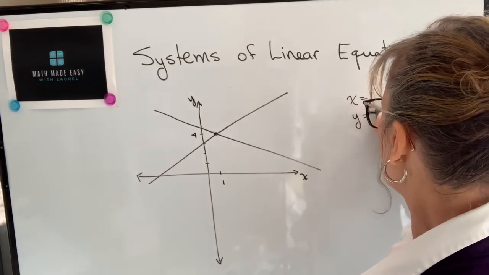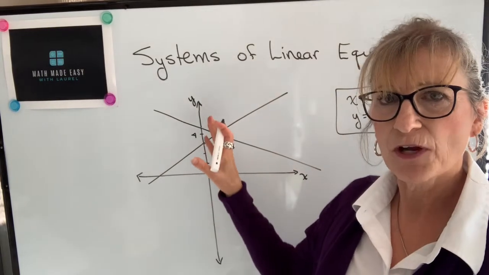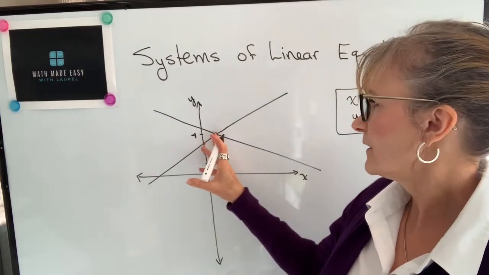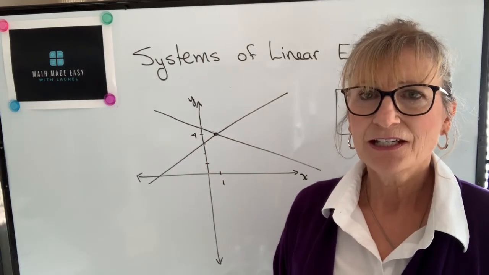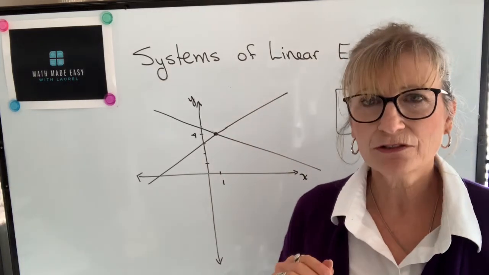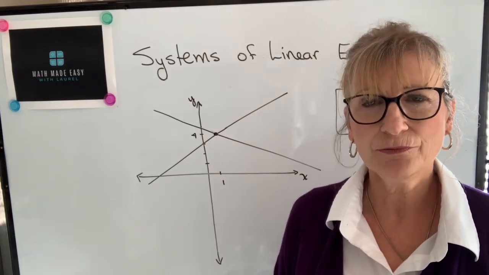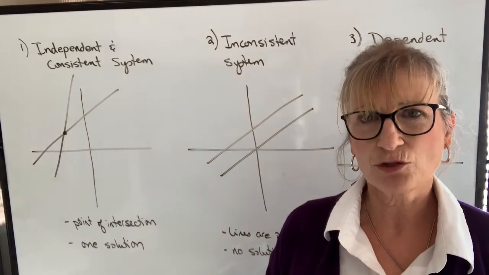So that's the set of values that would satisfy both equations, and that point would be on both lines. Normally, you're going to see one point of intersection, and therefore you will see a solution. However, there are three possible situations.